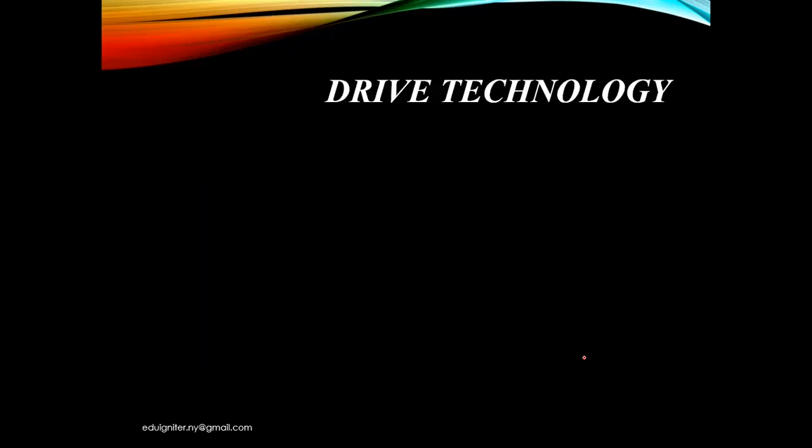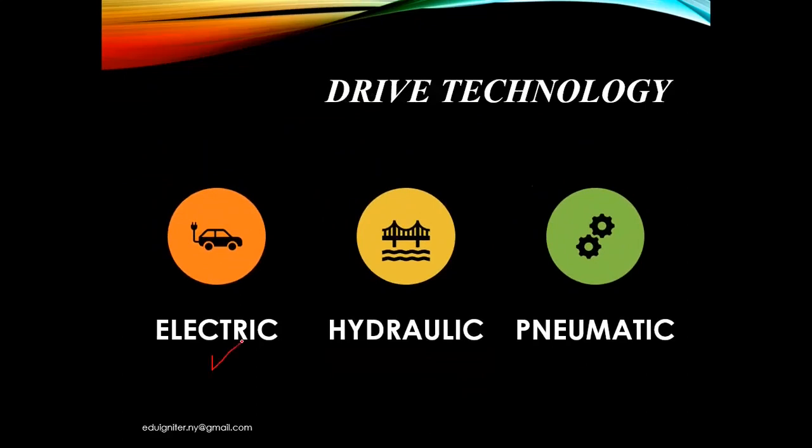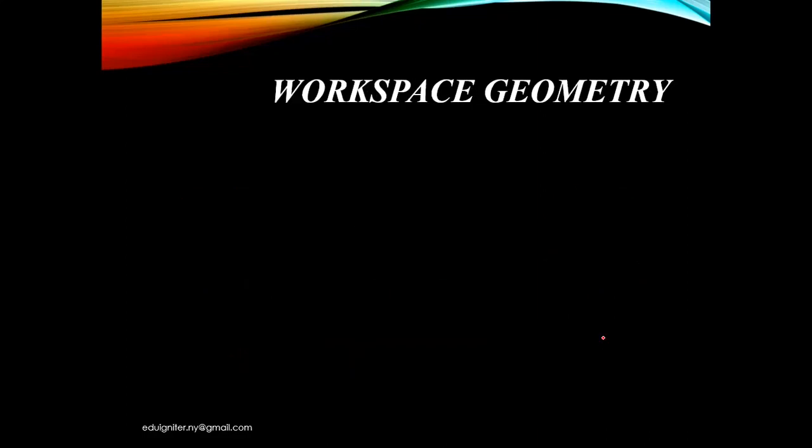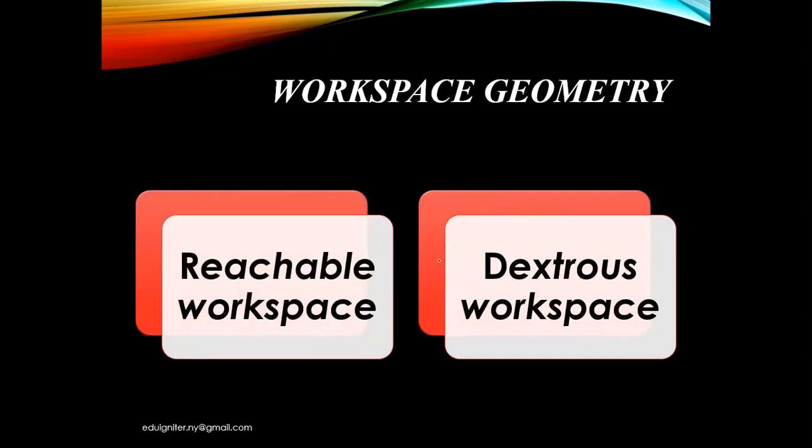The next classification is based on the drive technology. Drive technology means the power source of the manipulator to drive the robotic system. The robotic manipulator may be driven by electric energy, hydraulic energy, or pneumatic energy. The next classification is based on the workspace geometry. On the basis of workspace geometry, the robotic system is classified as having a reachable workspace or a dexterous workspace.